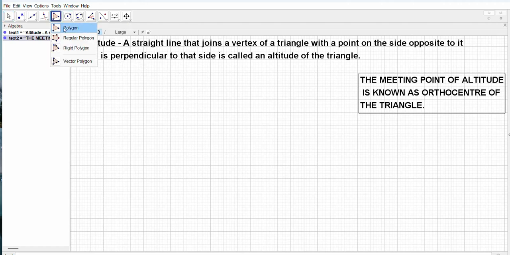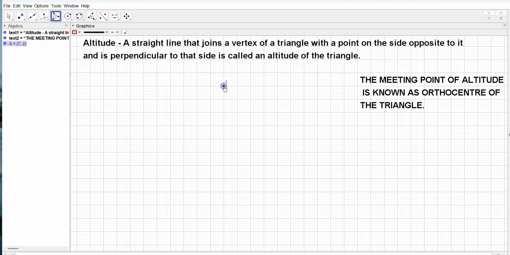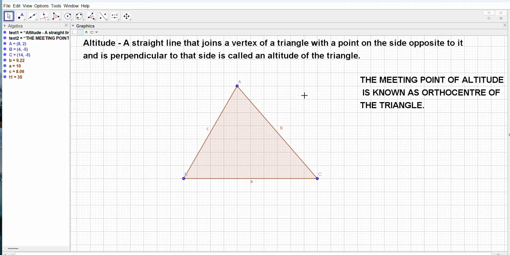So again I am going to explain this by using a figure. So here is my triangle ABC. I am going to draw it. So this is my triangle ABC, and again here I have three vertices A, B and C.